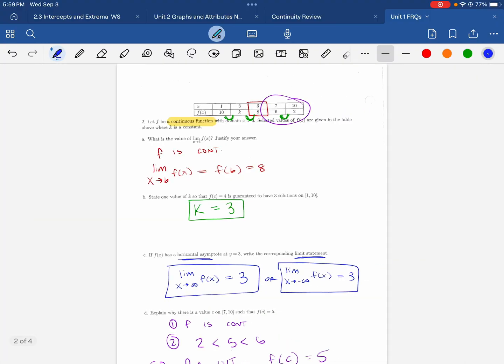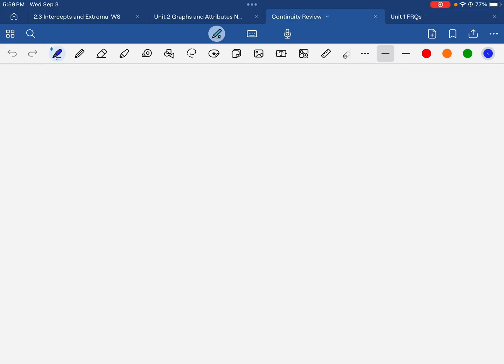Make sure you know IVT, make sure you know how to prove continuity, make sure you know that horizontal asymptotes are as x approaches infinity. That's the stuff that you're gonna get tested on for this unit. So make sure you know all of that stuff.